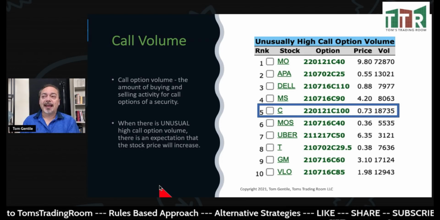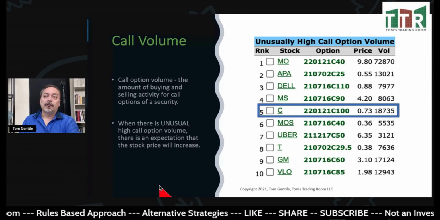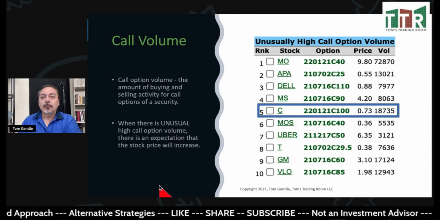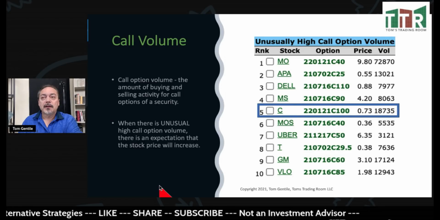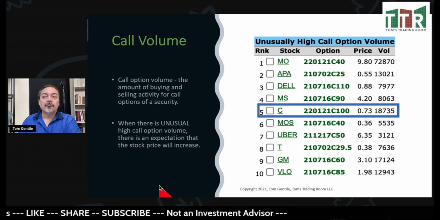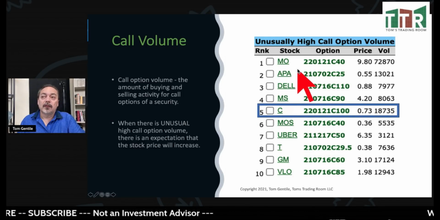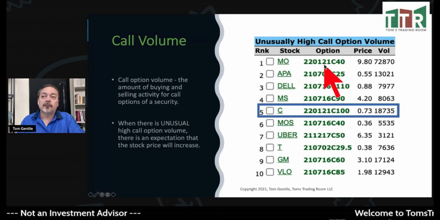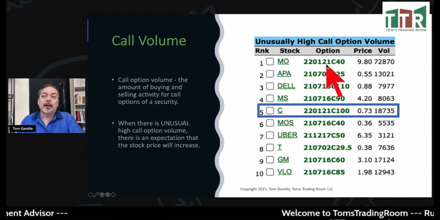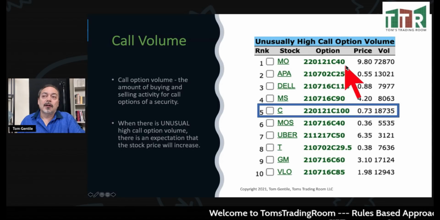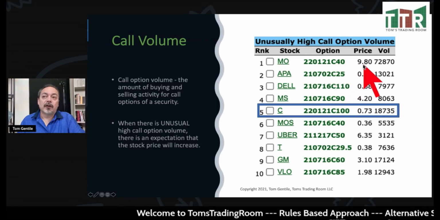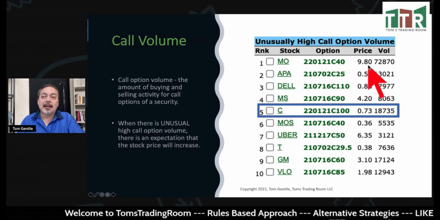Of these 10, first of all, take a look at Philip Morris: 72,870 calls traded, and that's the January 22nd. Take a look, 22 is the year, 01 is the month, 21 is the day. The January 2022 $40 calls, and they traded around a price of $9.80.